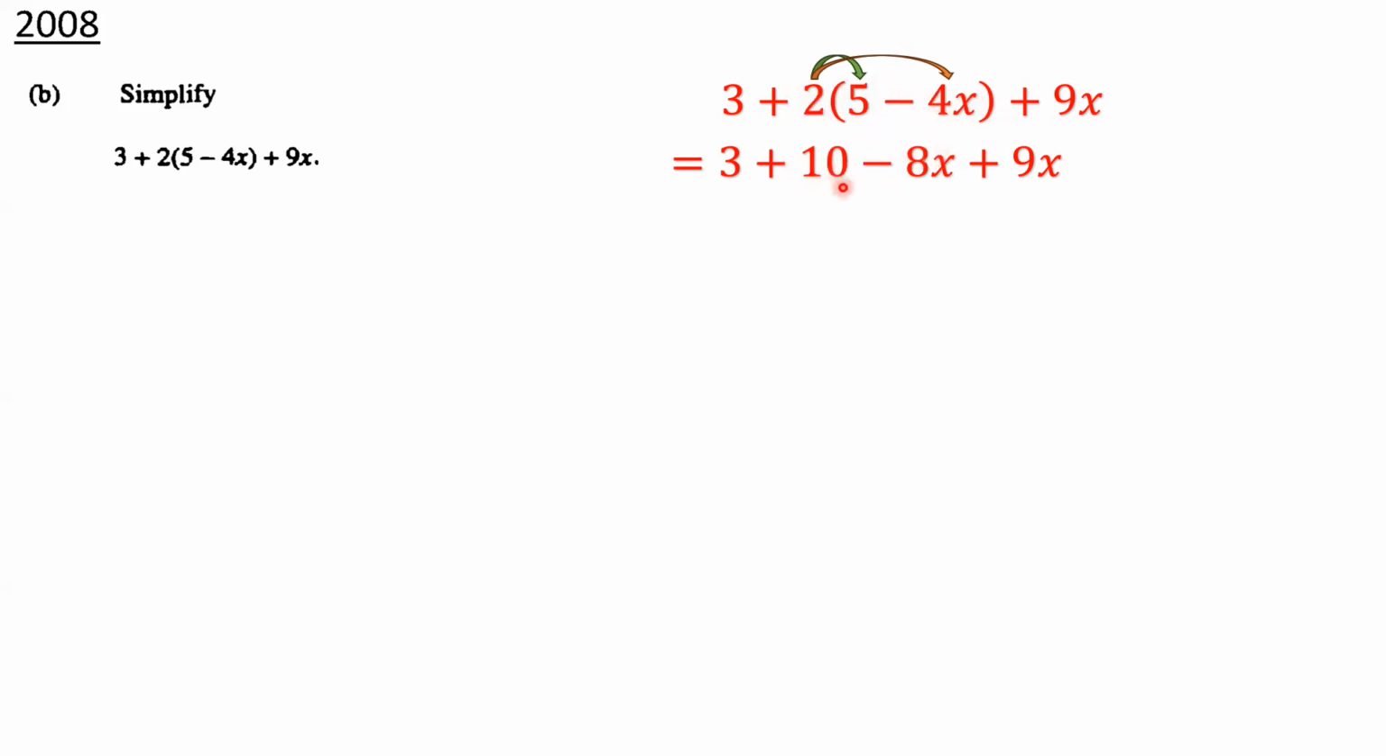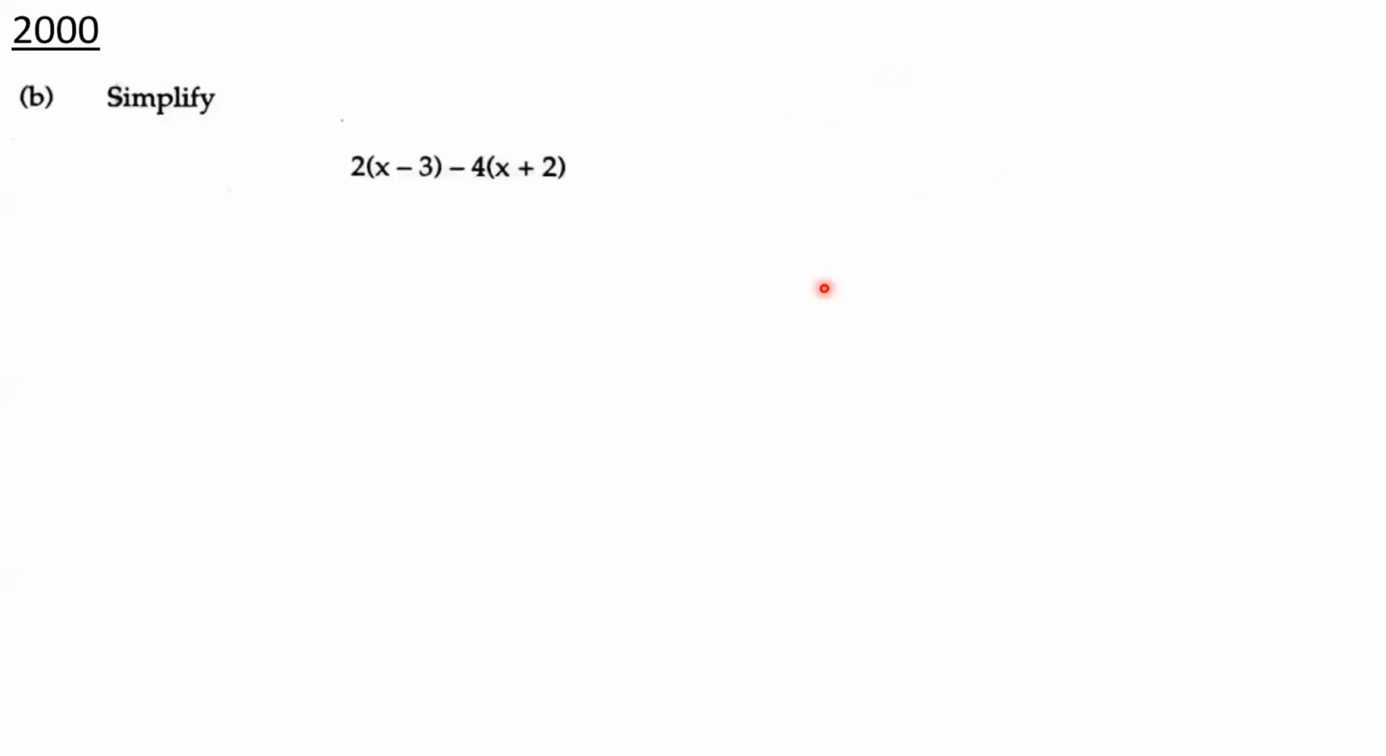And so we're going to combine the like terms. 3 plus 10 is definitely going to be 13. Negative 8x plus 9x is definitely going to be positive 1. And so we have 13 plus 1x, which is 13 plus x, because 1x is basically the same as x. Okay, let's move on to the next question.